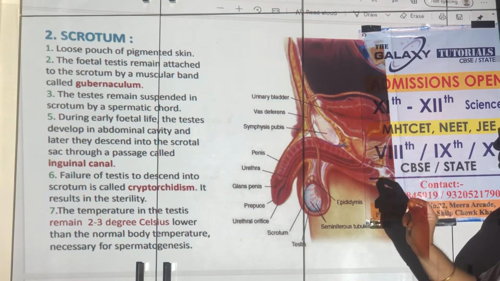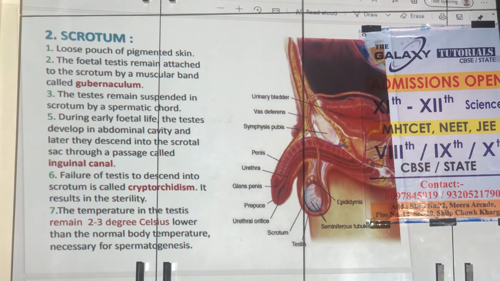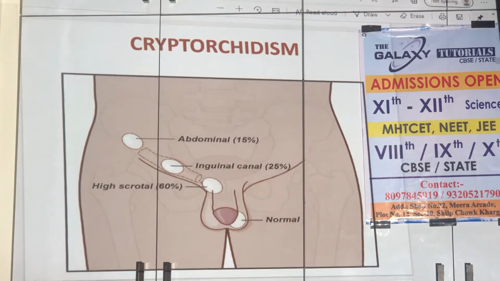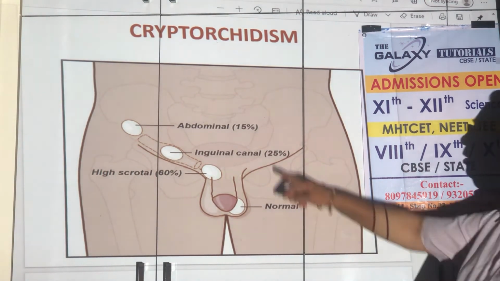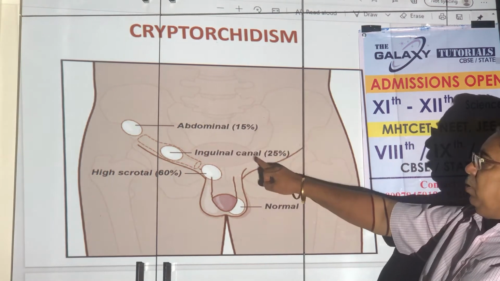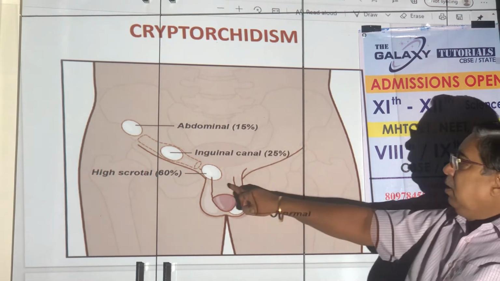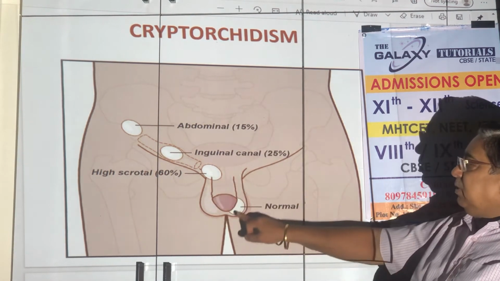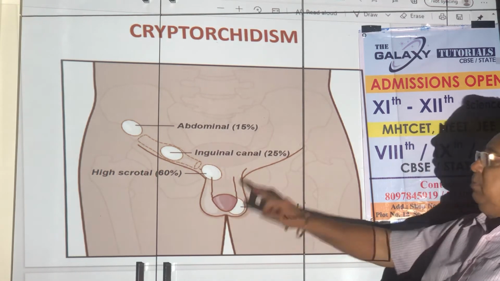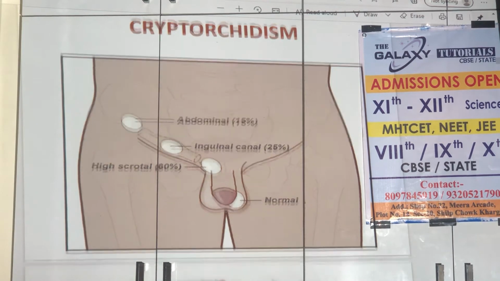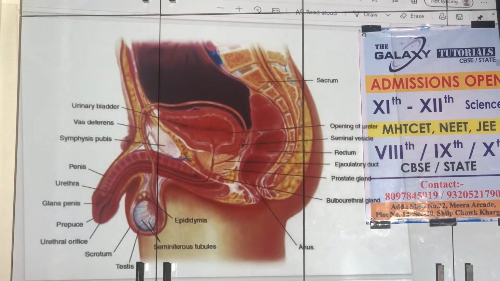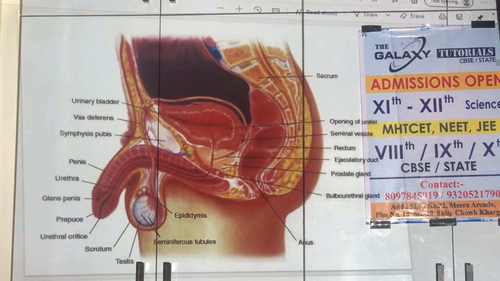So one more question comes: cryptorchidism. Because everybody keeps getting this, here are more details. In the abdomen 15%, in the inguinal canal coming down 25%, when it reaches near the scrotum 60%, and only when it is lodged in the scrotum can the testes function 100%. So that is why cryptorchidism leads to sterility and development of mammary gland-like structures even in males.